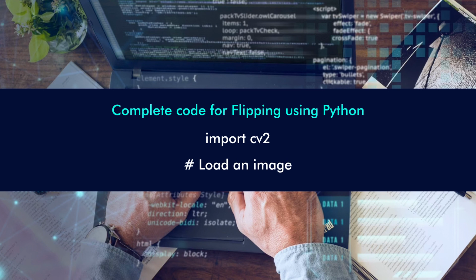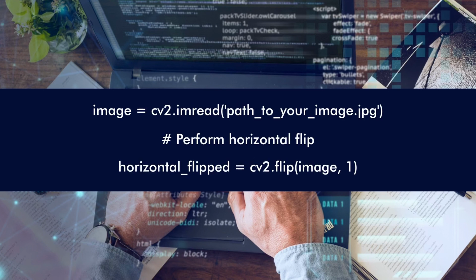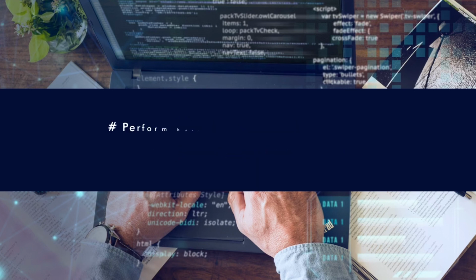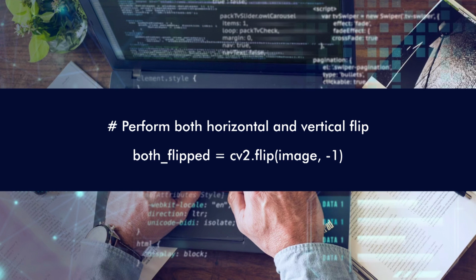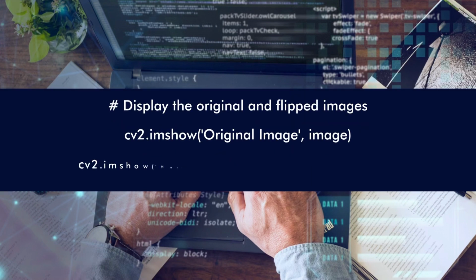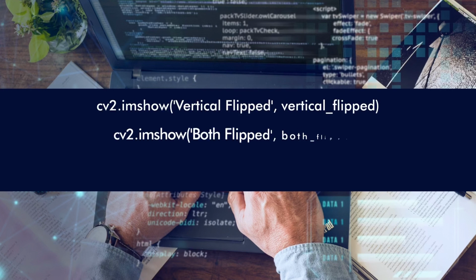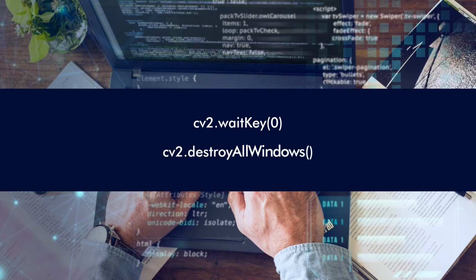Again, import cv2, load an image, then perform horizontal flip, perform vertical flip, perform both horizontal and vertical flip. Display the original and flipped images. With the help of imshow, you can see the displayed images. In this example, replace path to your image.jpg with the actual path to your image file. The code loads the image and then uses the cv2.flip function to perform horizontal, vertical and both horizontal and vertical flips. Finally, it displays the original image and the 3 flipped versions, that is, the image with a horizontal flip, then vertical flip and then both horizontal and vertical flips.